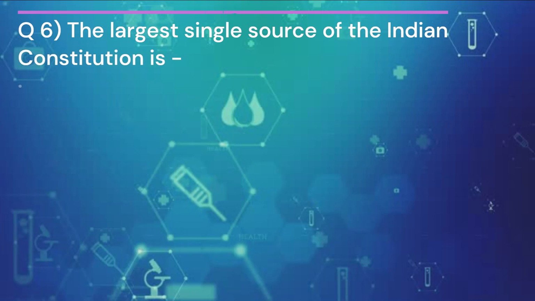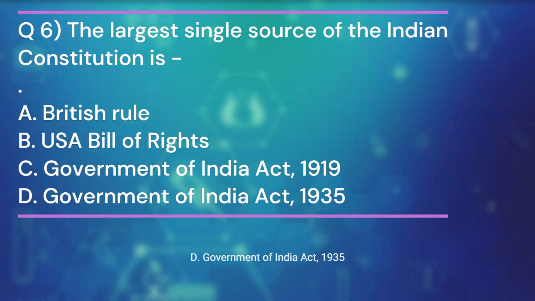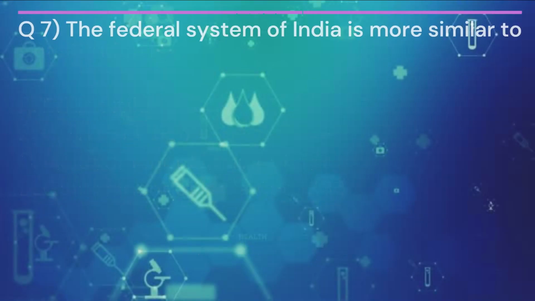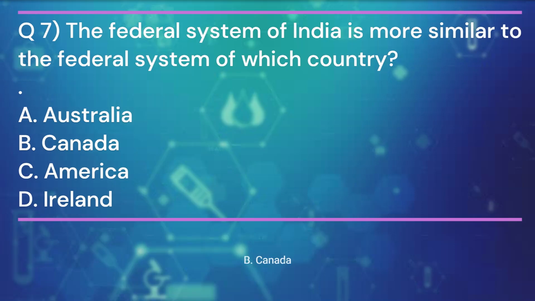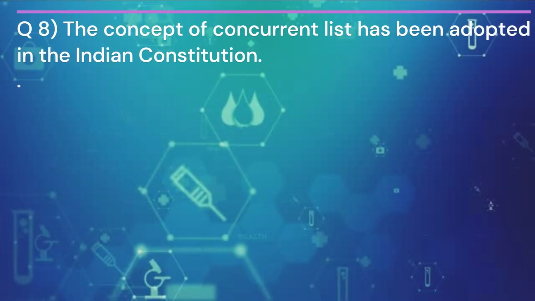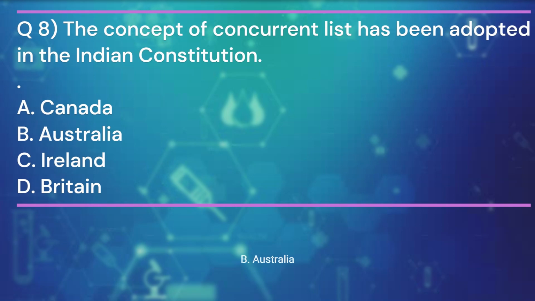Question 6. The largest single source of the Indian Constitution is? And the answer is D. Government of India Act 1935. Question 7. The federal system of India is more similar to the federal system of which country? And the answer is B. Canada. Question 8. The concept of concurrent list has been adopted in the Indian Constitution. And the answer is B.